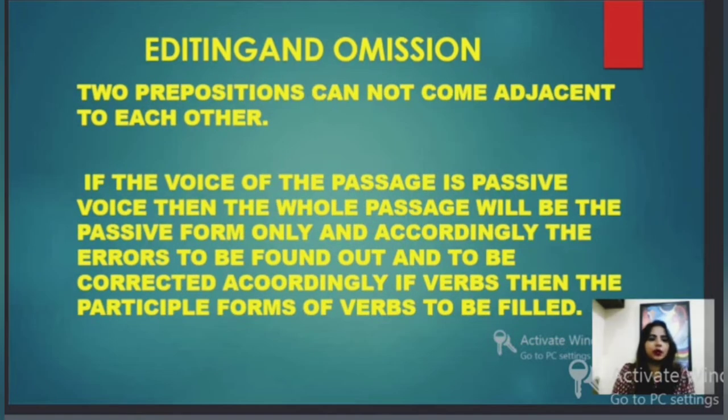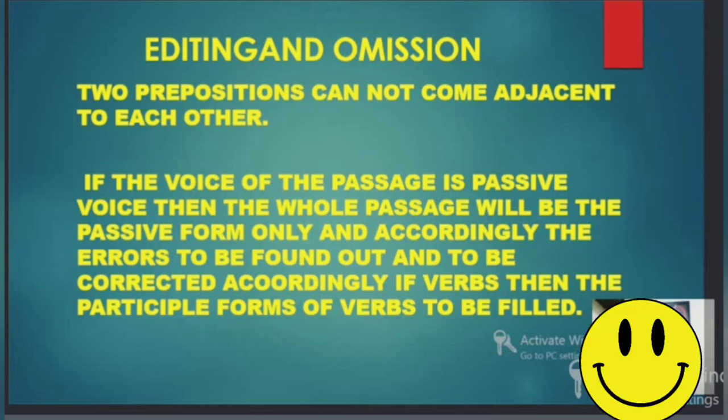Students should also take care of this important point that two prepositions cannot come adjacent to each other. It will happen with a rigorous practice of these exercises and also the correct concept clarity of the prepositions and its kinds. If the passage is going in a particular voice, for example, if the voice of the passage is passive voice, then the whole passage will be in the passive form only, and the verbs accordingly, if they are incorrect, they will be supplied with the corrected verbs in the passive forms only, that is the participle forms of verbs.